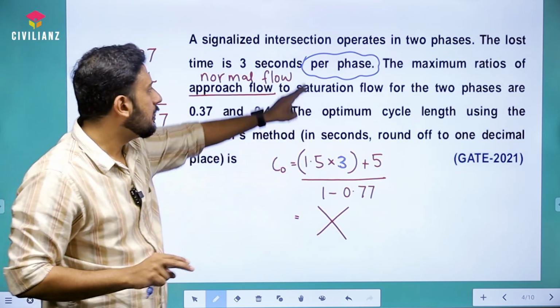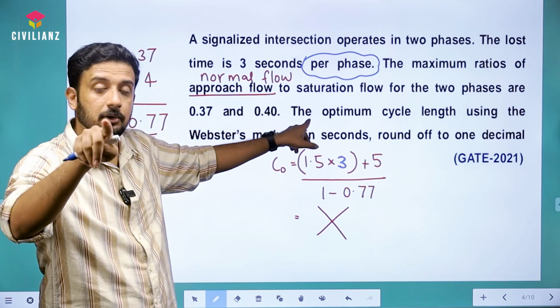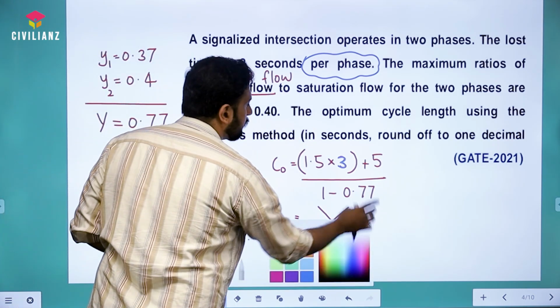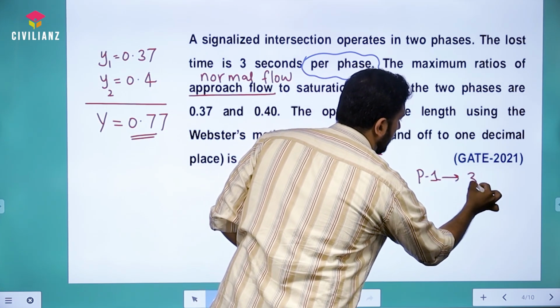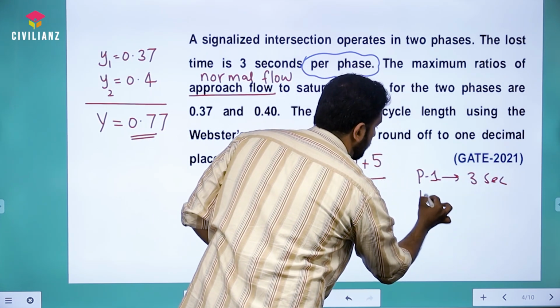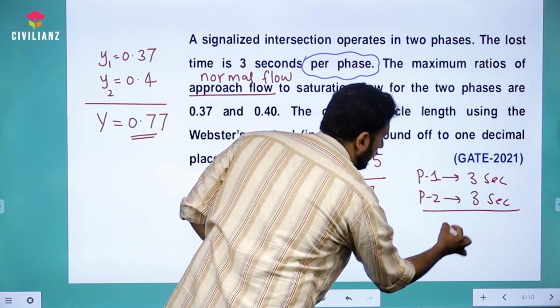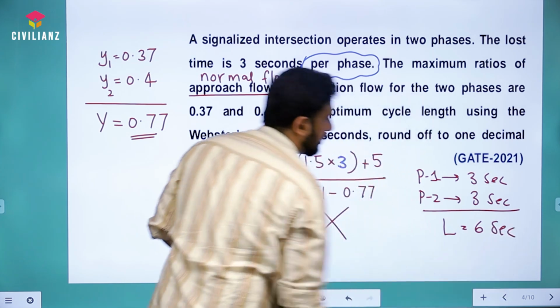So in a signal which operates in 2 phases, there will be 2. In each phase, how many seconds are getting lost? 3 seconds. So totally, capital L will be how much? There you go. It will be 6 seconds. Why? In phase 1, we are having 3 seconds loss, and in phase 2, again we are having 3 seconds loss. So totally in the cycle, capital L is going to be 6 seconds.